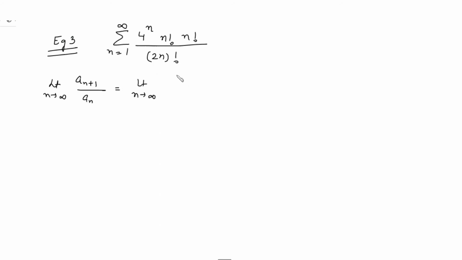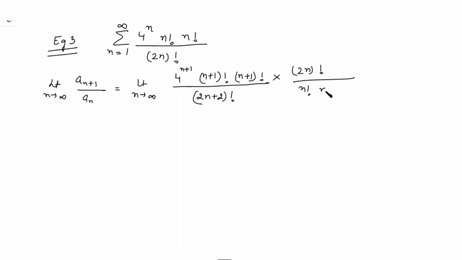What will you have? You replace n with n plus 1: (n+1) factorial, (n+1) factorial, divided by (2n+2) factorial, into you put the value of a_n, so we will have 2n factorial divided by n factorial and 4 to the power n. This 4 to the power n cancels out, you are left with 4. These n factorials cancel out, you are left with (n+1), (n+1). This 2n factorial cancels out with this, you are left with (2n+2) into (2n+1).